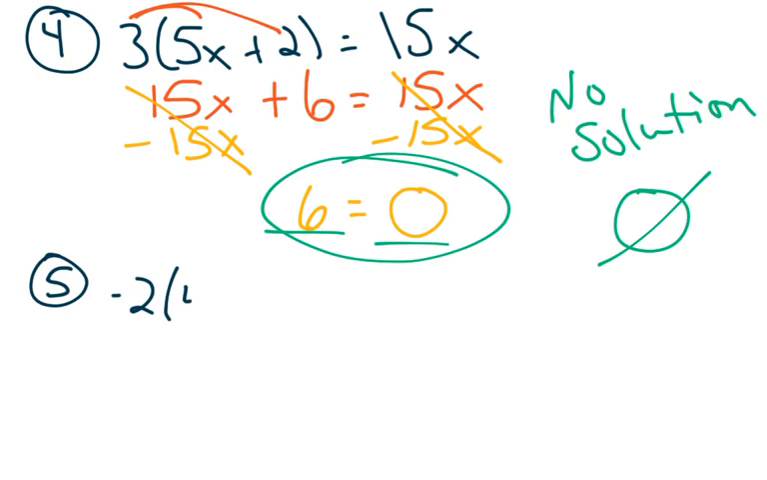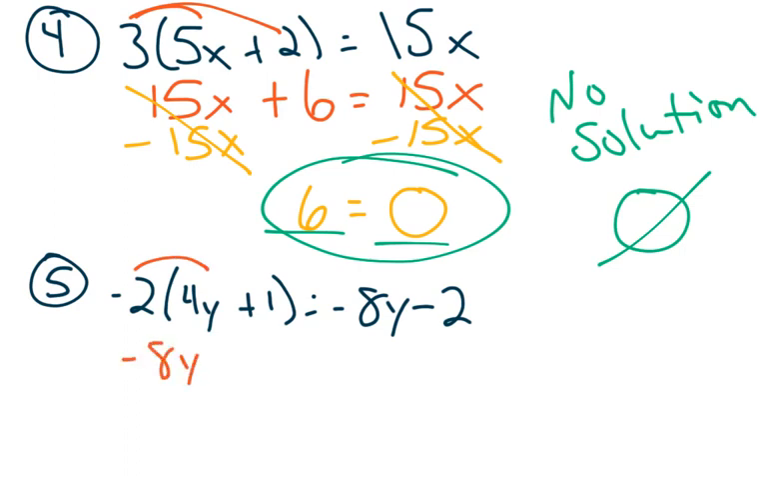Negative 2 times 4y plus 1 is equal to negative 8y minus 2. Distribute again. Negative 2 times 4y is negative 8y. Negative 2 times 1 is negative 2. And I've got negative 8y minus 2. What you notice, these two sides are exactly the same. Okay? The two sides of the equation are exactly the same.